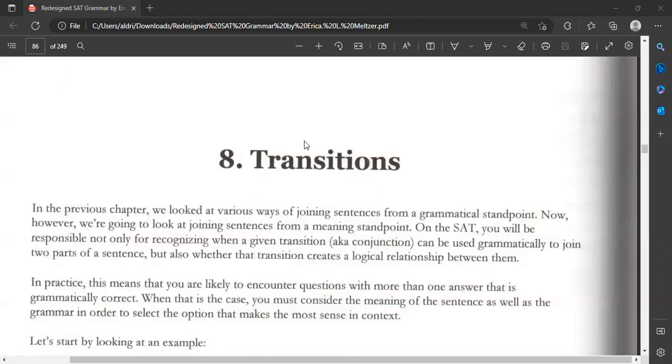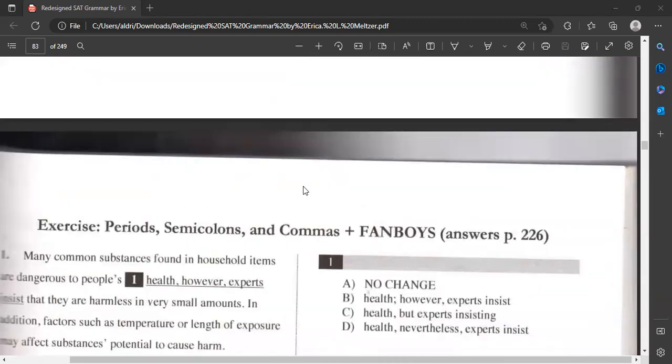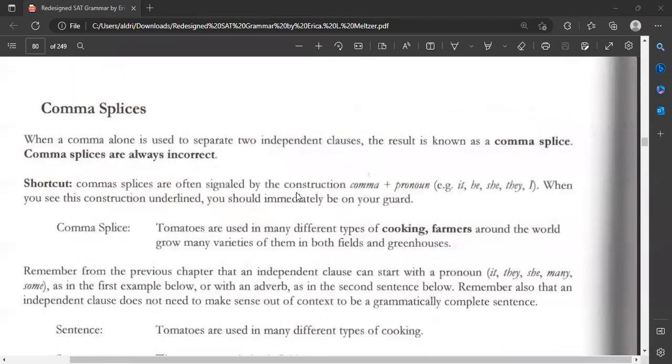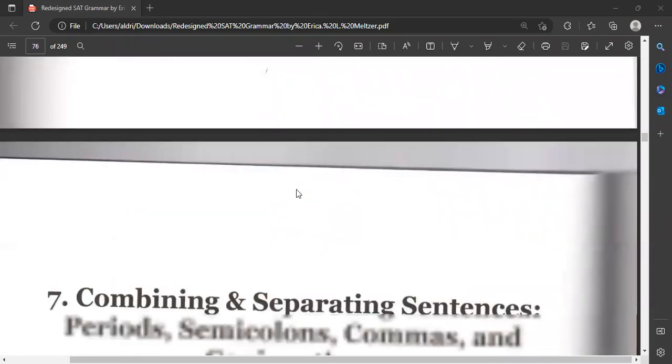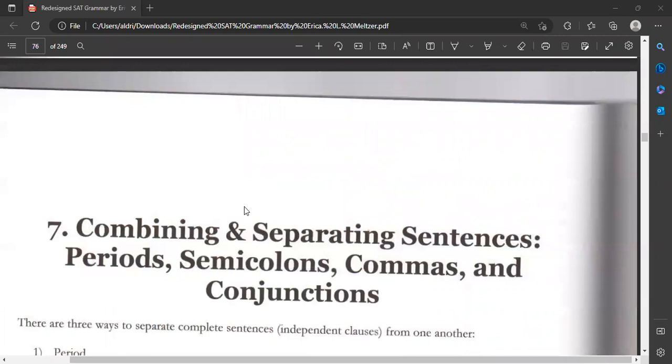Yeah, so today we're looking at chapter 8, which is transitions. And if you recall, I know this was like 2 weeks ago, when we were doing another writing session, we looked at chapter 7, which was the use of periods, semicolons, and conjunctions to join sentences. Basically combining and separating sentences using periods, semicolons, commas, and conjunctions. So in this chapter, we're going to build off of that.